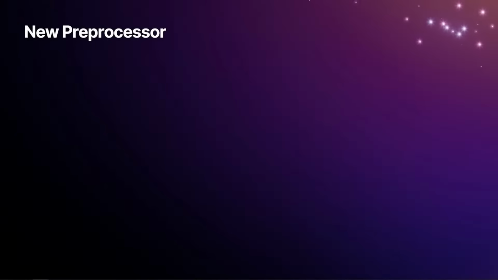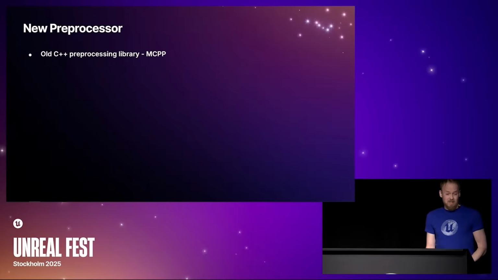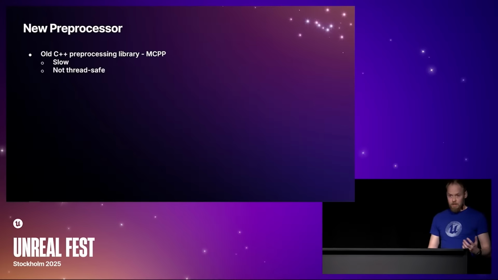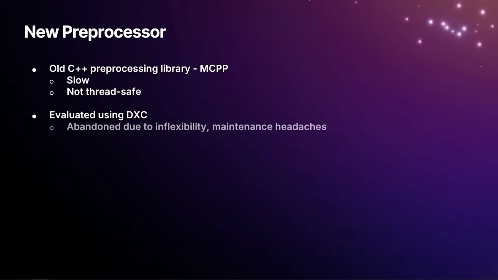Next, we actually revisited our preprocessing library as well. In 5.1 and earlier, we were relying on MCPP, a really old, mid-2000s C++ library that preprocessed all our shaders, but was not really maintained, not owned by anybody. Quite slow. We profiled it, compared it against DXC's preprocessor, and found it was almost twice as slow. It also wasn't thread safe, so we always had to run preprocessing in our separate shader compile worker executable process in order to parallelize.